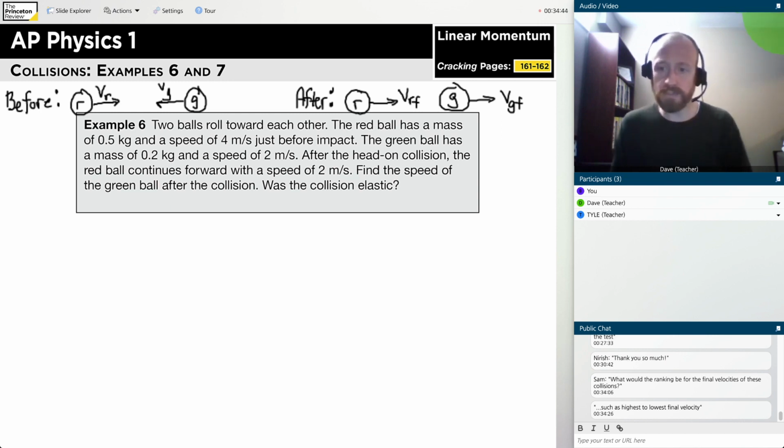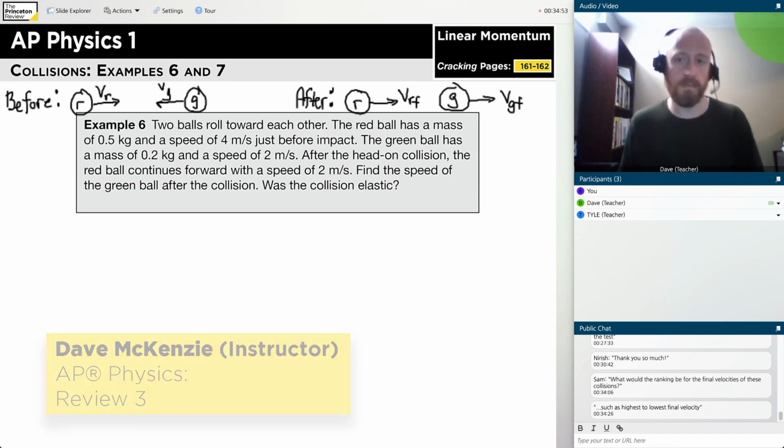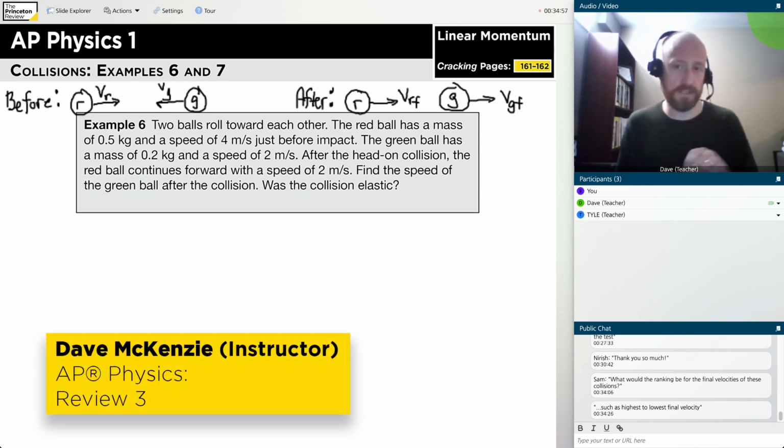So I see Sam has a question. It says, what would the ranking be for the final velocities of these collisions, such as highest to lowest final velocity? Oh, I see what you're saying. I would let each question work out what the velocities were, and I wouldn't worry about any kind of generalized sense of final velocities for certain masses, because you've got multiple masses that can be colliding in multiple ways. So just know when you've got collisions, we can work out what velocities there might be for the different masses afterward by working through conservation of momentum. And if you have an elastic collision, potentially you can also bring in conservation of kinetic energy. So I hope that satisfies your question, Sam.